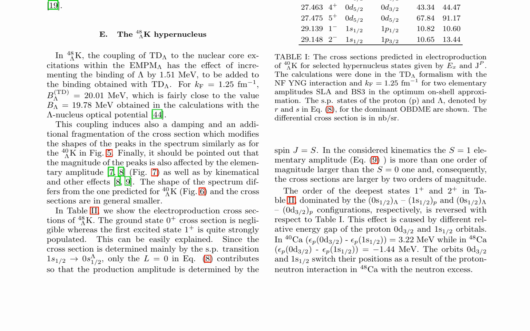The binding energy of lambda obtained from the TDΛ and EMPMΛ approaches is compared with values calculated from the lambda nucleus optical potential. Overall, the study provides a detailed analysis of the electroproduction of hypernuclei, highlighting the importance of considering the coupling of TDΛ to nuclear core excitations and the role of elementary amplitudes in determining the cross-sections. The results have implications for the understanding of hypernuclear physics and the interpretation of experimental data.